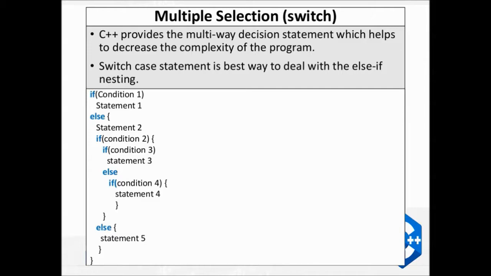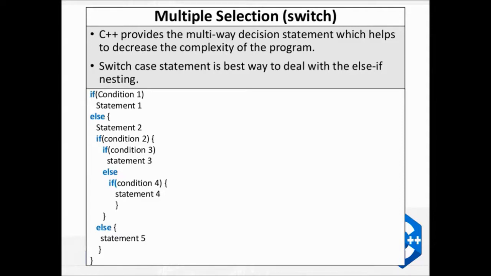For example, if we have something like: if condition 1, statement 1, else statement 2; if condition 2, if condition 3, statement 3, else if condition 4, statement 4, else statement 5. It is a little bit difficult to understand and to find the flow of the program.